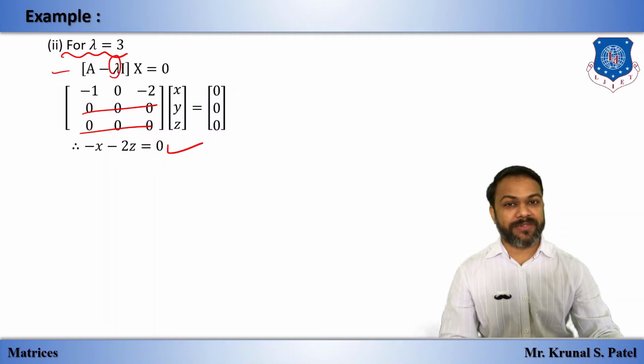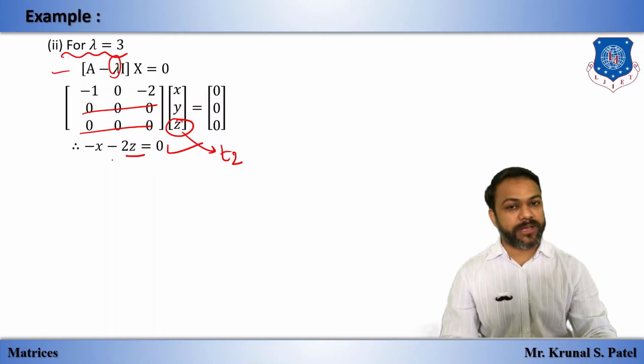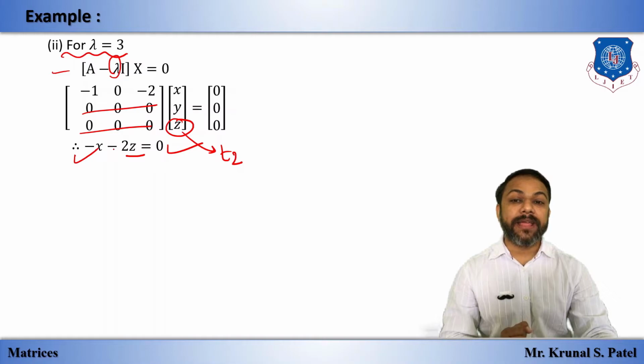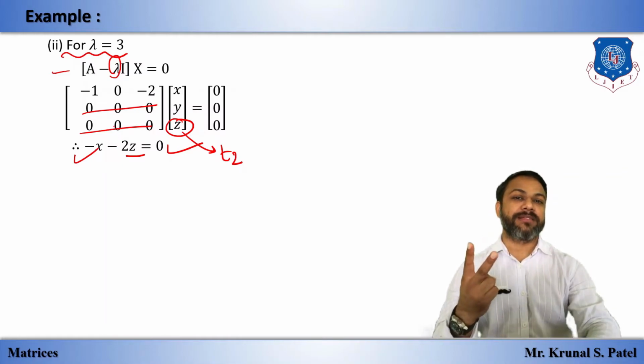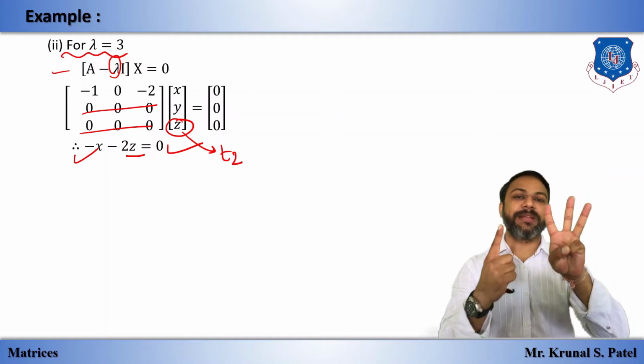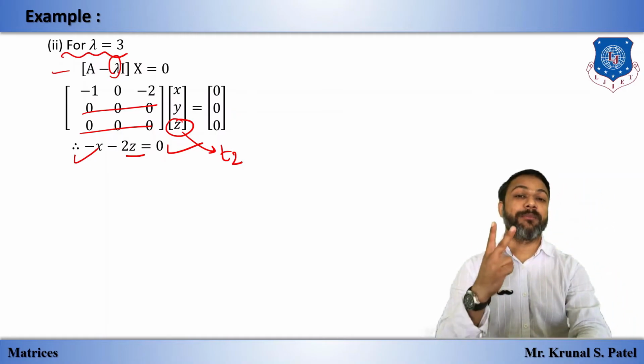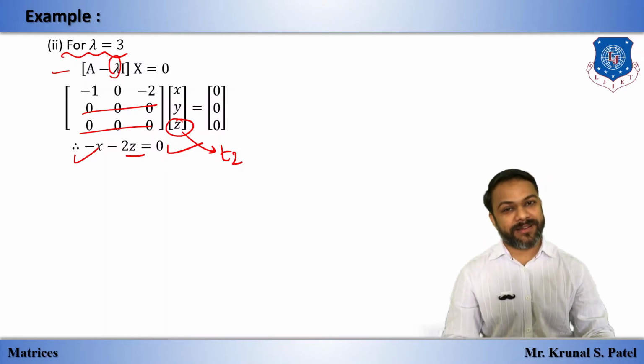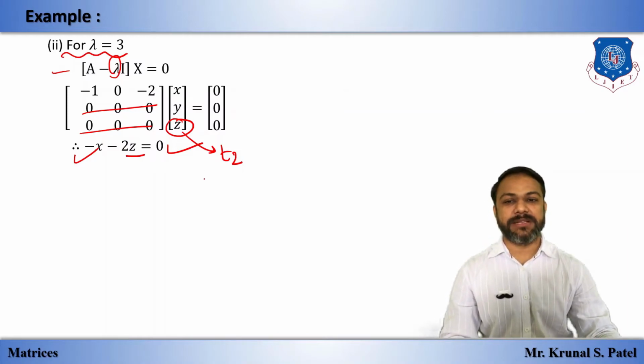We have to suppose 2 variables. Okay, which variable will we start from? We will start with z. If we suppose z is equal to something like t2, and put t2 here, we will get x. So by supposing z, we will get x. But what about y? We have to suppose y also because we have two free variables. 3 variables minus 1 equation, that means 3 minus 1 is 2. Compulsorily we have to suppose 2 parameters. So y is equal to t3.